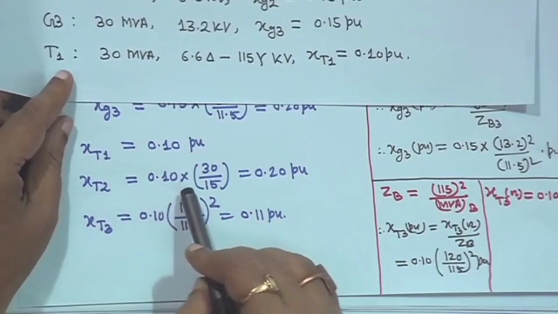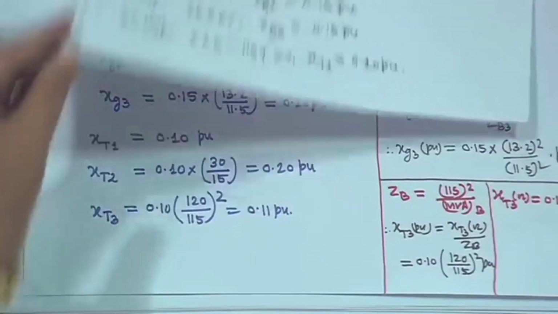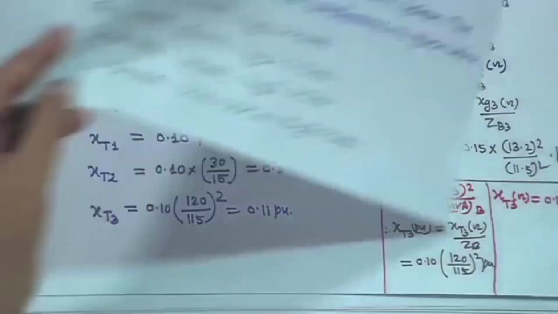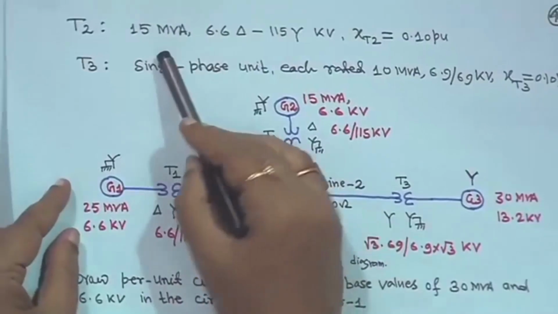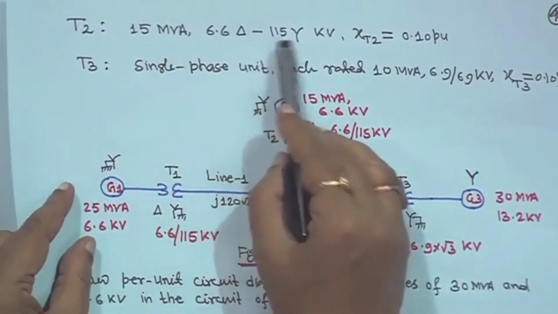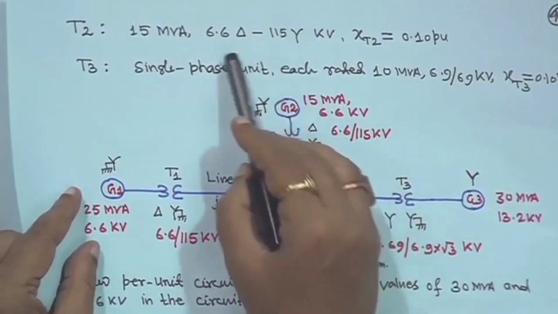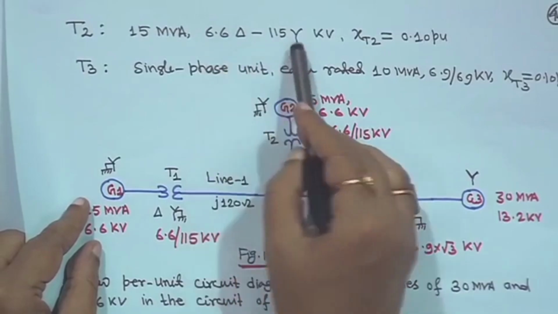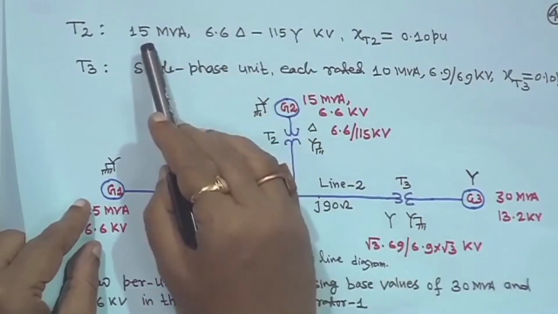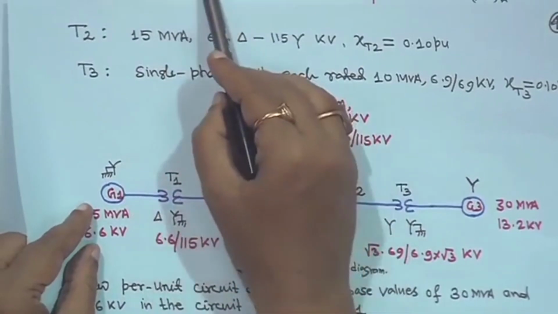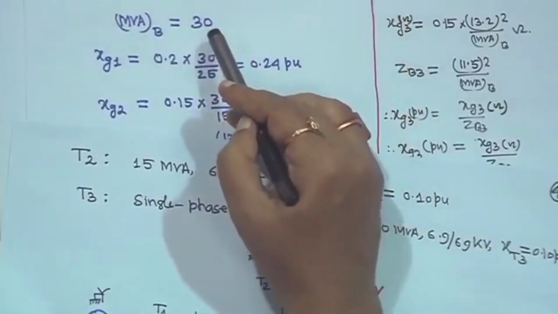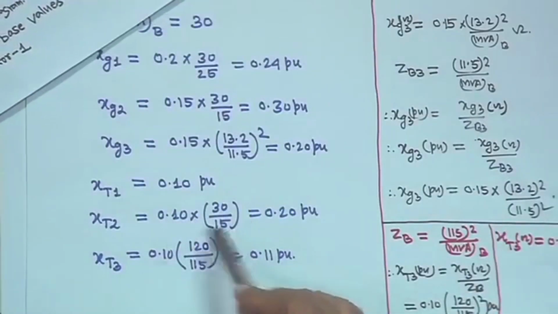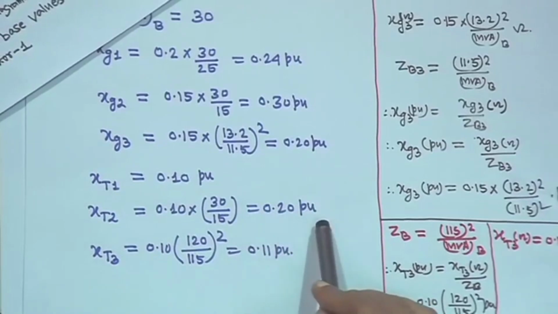Now, for transformer T2, let me find out the data. Transformer T2 is 15 MVA, again 6.6 kV delta side and 115 kV. So, voltage will not affect because 6.6 kV is the base voltage, and the other side will be 115 automatically. But the MVA rating is different, 15 MVA, while the base MVA is 30. That means XT2 will be 0.1 into 30 upon 15, same as the generator we did. So, it is 0.20 per unit.